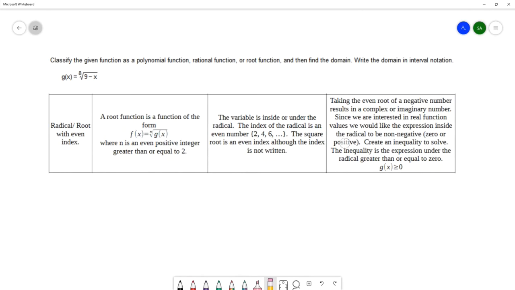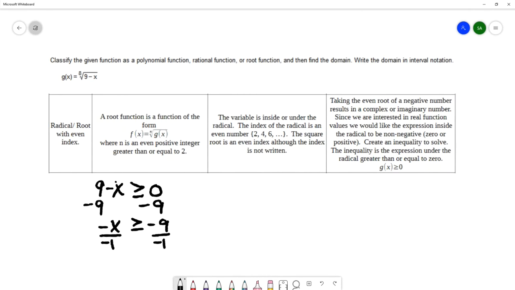So when we're trying to find the domain, we're going to create an inequality where the expression underneath the radical is greater than or equal to 0. And when we solve that inequality, it will lead us to the domain. So for our function, g of x equals the 8th root of 9 minus x, 9 minus x is the expression underneath the radical. And we're going to create that inequality. 9 minus x is greater than or equal to 0, and solve. So we're going to subtract 9. That gives negative x is greater than or equal to negative 9. Divide by negative 1 on both sides. We're dividing by a negative, which means we need to reverse the inequality symbol.